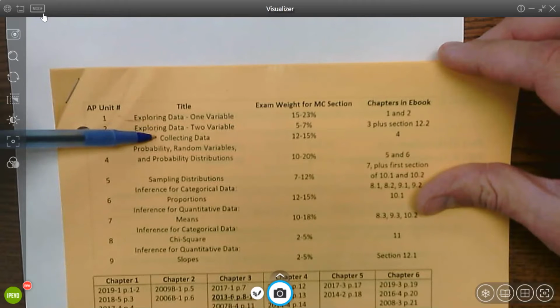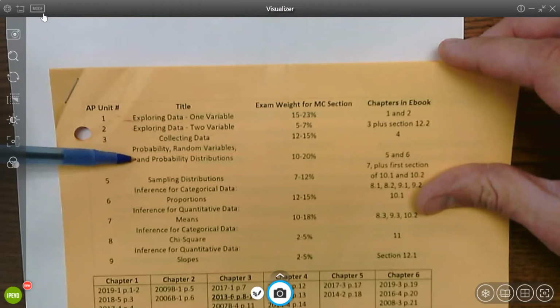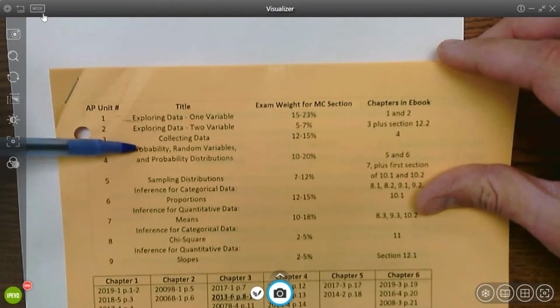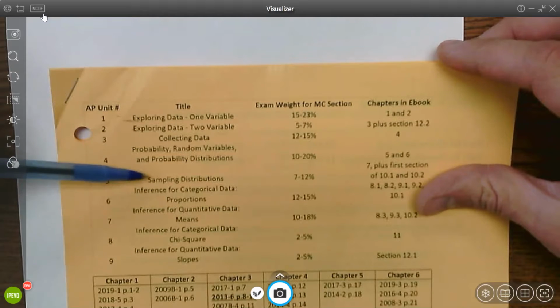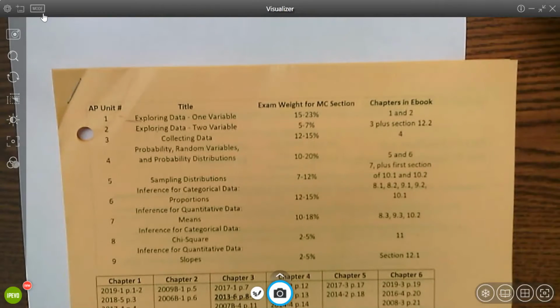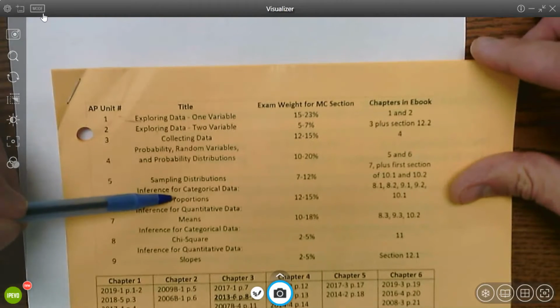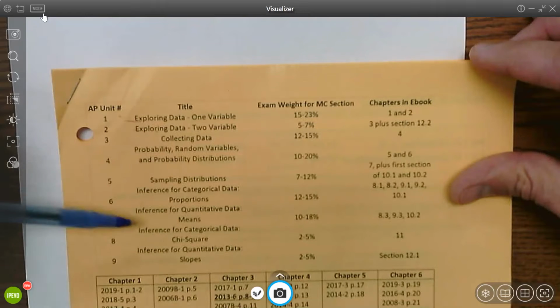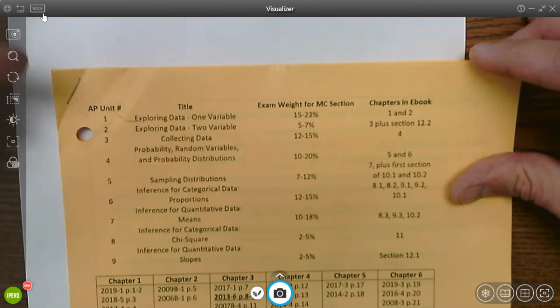Collecting data, that's going to be anything with sampling, experimentation. Probability, random variables, probability distributions. This is tree diagrams, two-way tables, geometric, binomial, discrete, continuous random variables. Sampling distributions is just that, sampling distributions. Then inference for proportions, inference for means, inference for chi-squared, and inference for slopes.